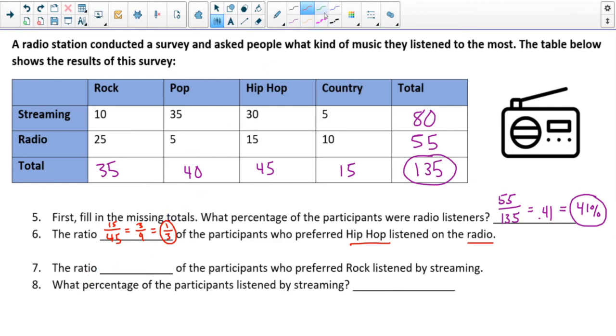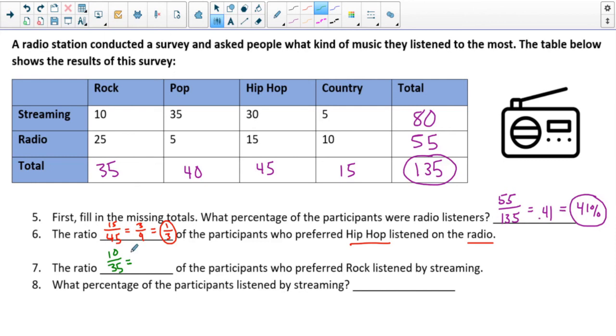What about the next ratio here? The participants who preferred rock that listened by streaming. For rock, it looks like we have a total of 35 listeners. And who was streaming, it looks like 10 of those. Again, just be careful that you're not flipping that. You should get a fraction or a ratio that's less than 1. If you end up with something more than 100%, something greater than 1, you might want to check your work. You might have made a mistake in there.